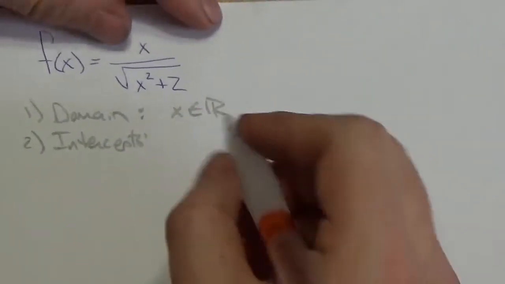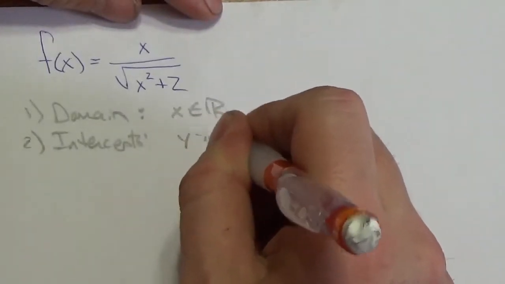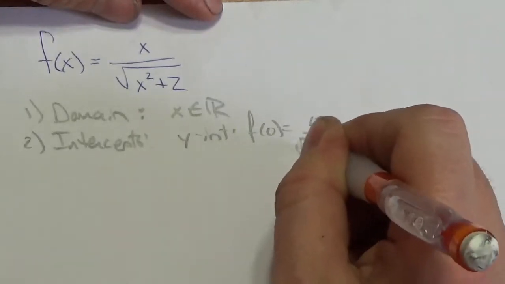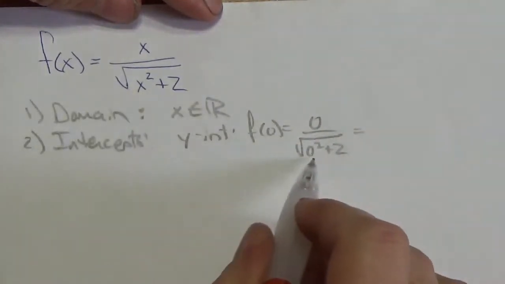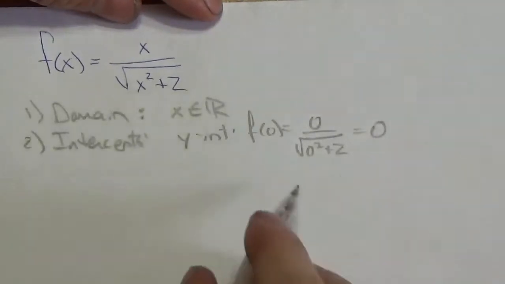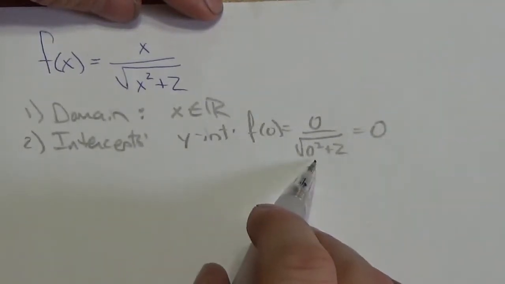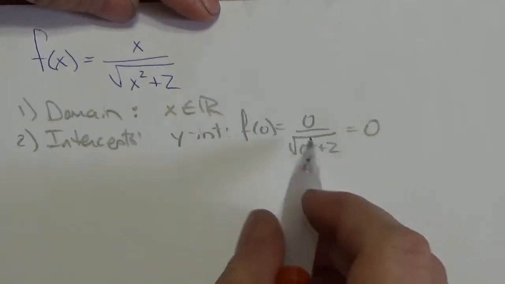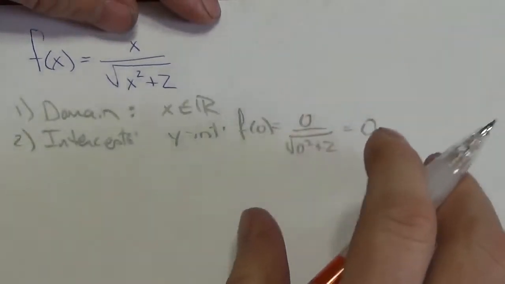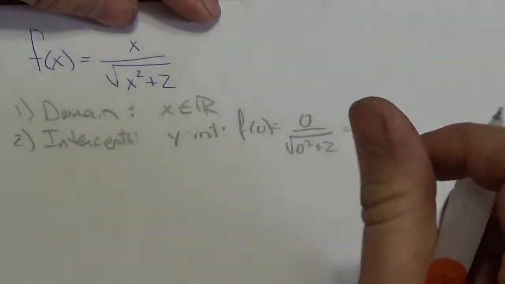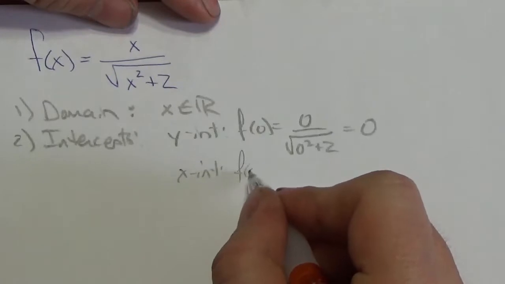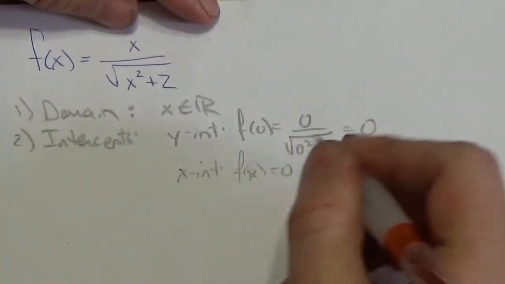And again, I'm going to grab the y-intercept first. f at 0 is going to be 0 over the square root of 0 squared plus 2. And this is going to go to 0 as long as the denominator doesn't go to 0, and it doesn't, because 0 squared is 0, plus 2 is 2, and then the square root of 2. So that's just going to be 0, which is good.